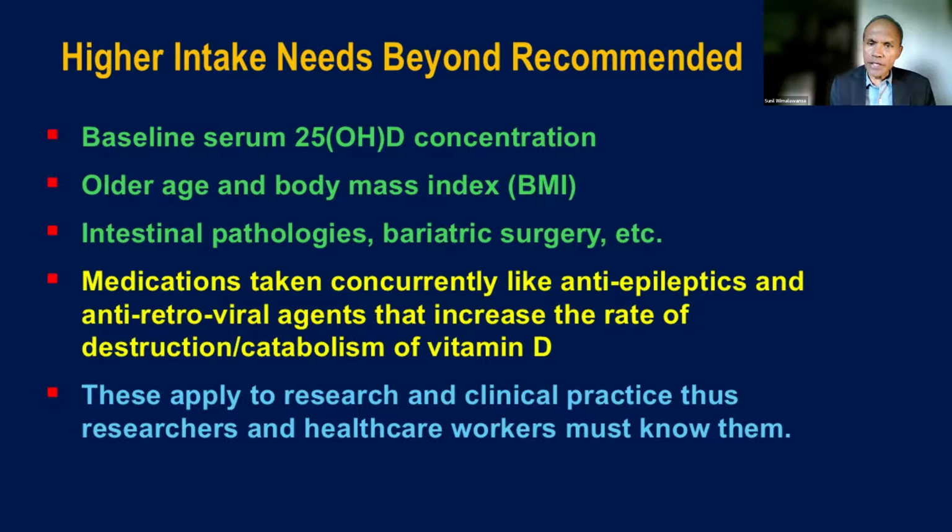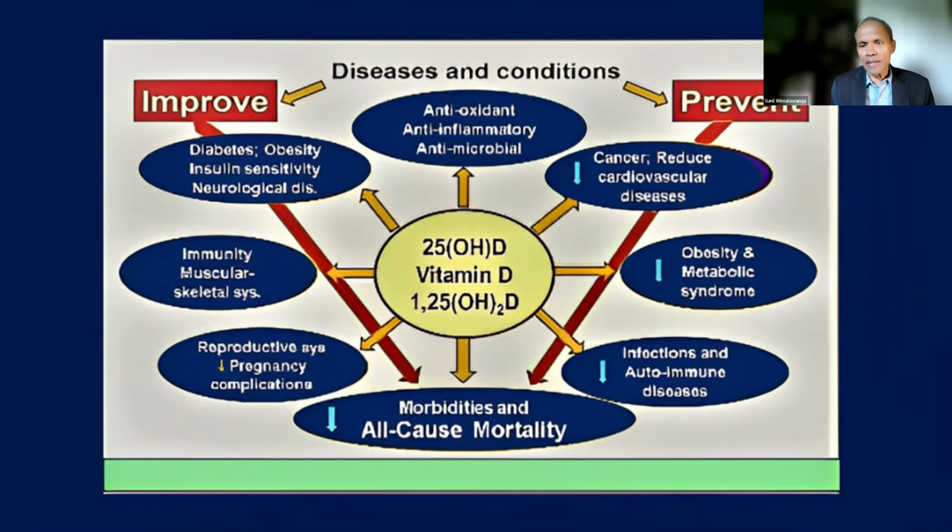So healthcare workers need to be aware of these too, rather than just giving a standard single dose for the age to each and everyone who comes to their clinic. It doesn't work with a threshold micronutrient. So this slide basically summarizes the diseases and conditions improved by vitamin D, and there are other conditions where it can prevent disease onset, like cancer, cardiovascular disease, obesity and metabolic syndrome, and indeed infections.